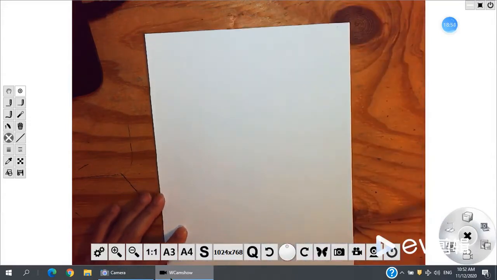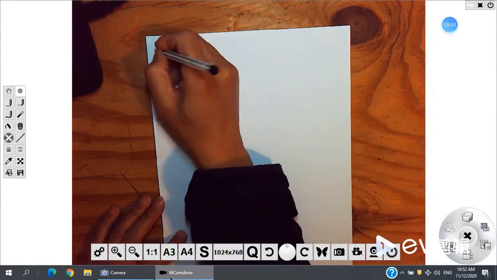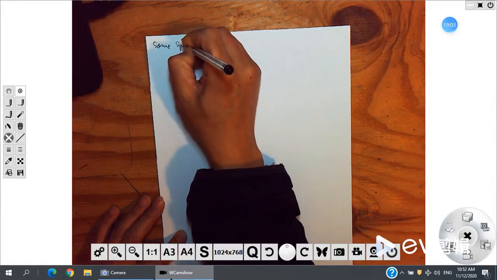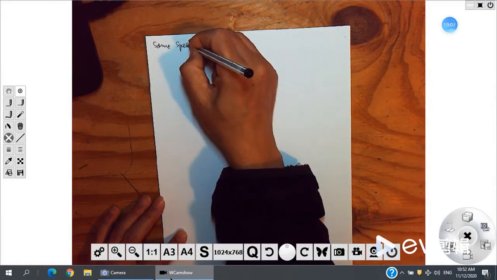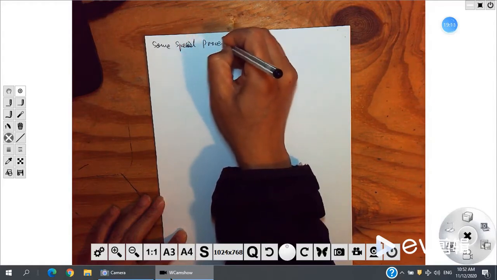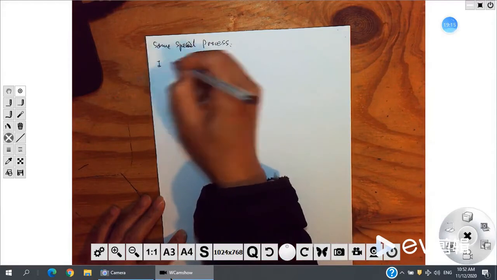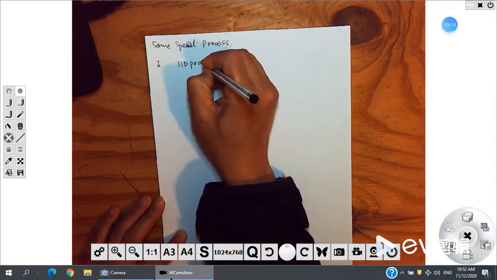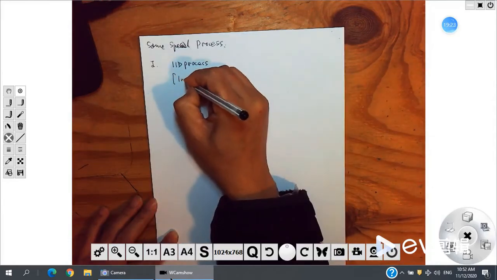Okay, then we have several special processes where we give some restrictions. The first one is an IID process. IID means independent.